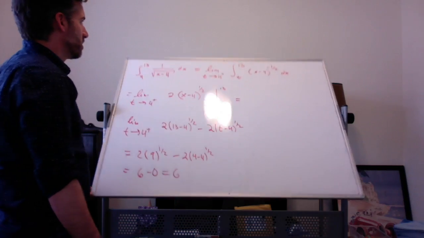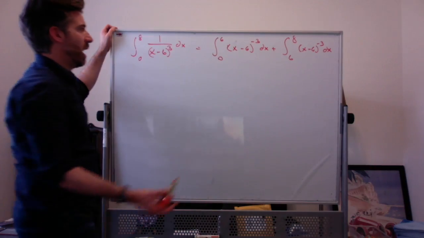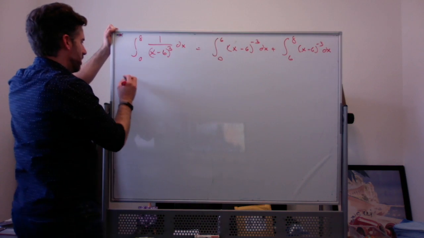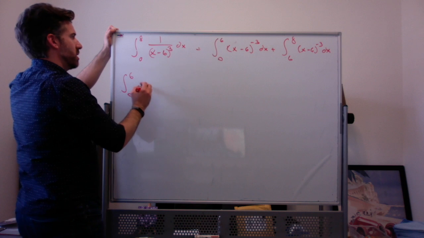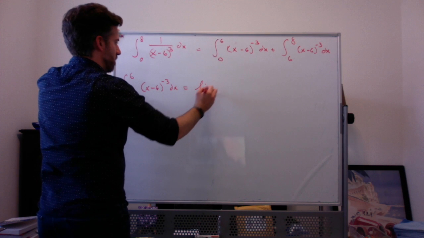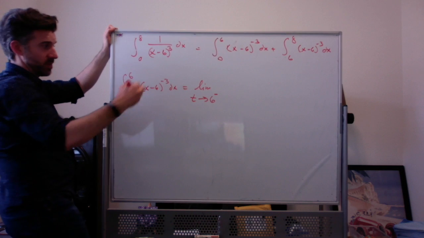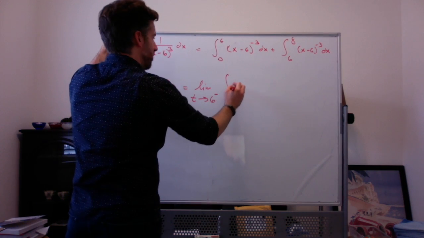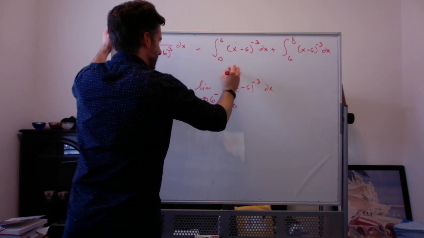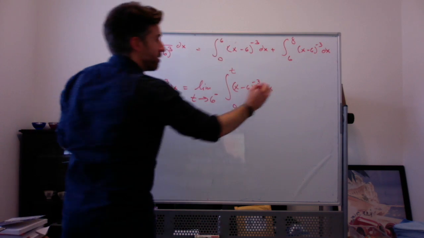Anyway, I'm going to do either one. I'm going to do this one first because I wanted to show you what happens if the upper limit's the problem. So we're going to do the integral from 0 to 6 of (x minus 6) to the negative third dx. I'm going to write that as the limit as t approaches 6 from the left, because if we're between 0 and 6, we are less than 6, of the integral of (x minus 6) to the negative third dx from 0 to t. It is important to write this limit. If you don't do this step, I bet you would get marked off.